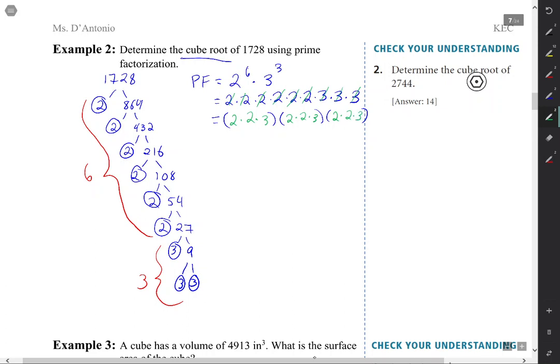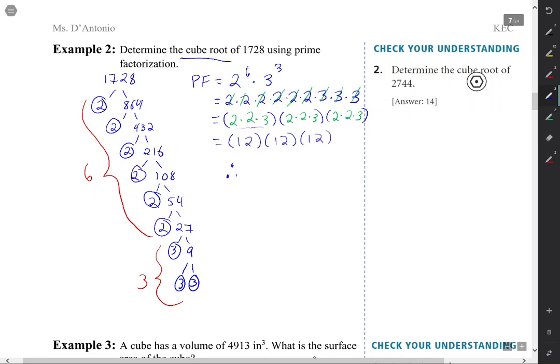So now we split up that prime factorization into 3 equal groups. And if we write one more step here, we can see what the cube root of 1,728 is. So let's follow BEDMAS and solve everything in the brackets. 2 times 2 is 4, times 3 is 12. So we get 12 times 12 times 12.